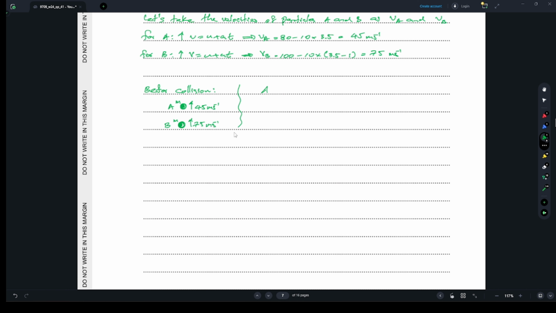And then after collision. After collision, what happened? They stick together and form C. So now mass is 2m. And let's say VC. We don't know that, and we are going to find it.